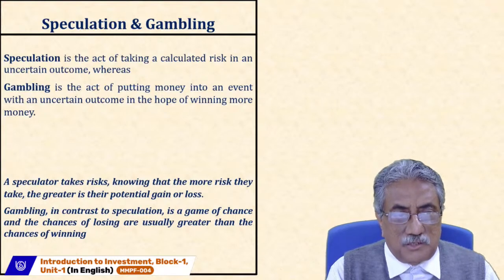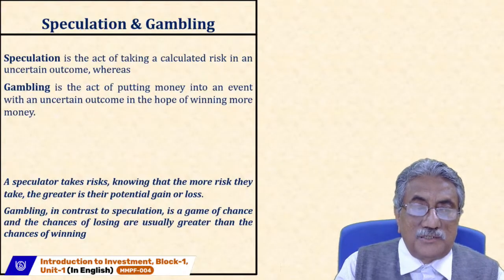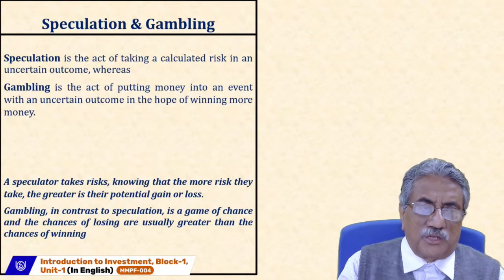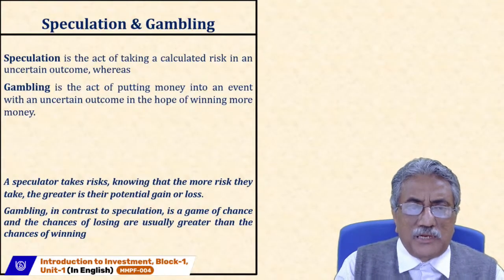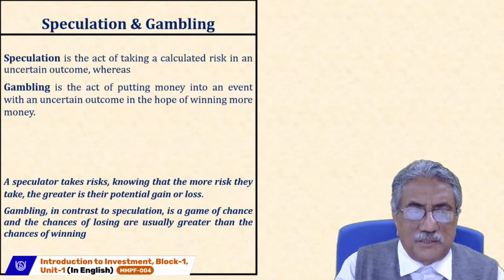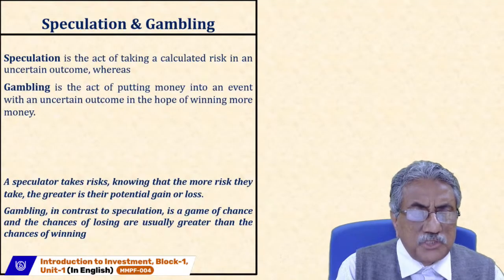In contrast to this, gambling is a game of chance. The chances of losing are usually greater than the chances of winning. Just a lottery ticket. You may get the first prize or second prize. But in all probability, you don't get a prize, somebody gets a prize, but that is 100:1. Out of 100 people who have bought a ticket, 1 or 2% will be getting the benefit.